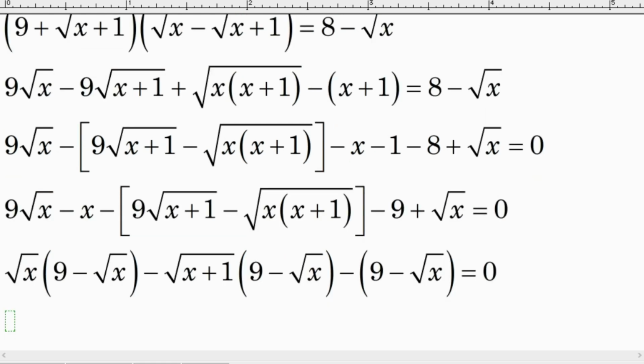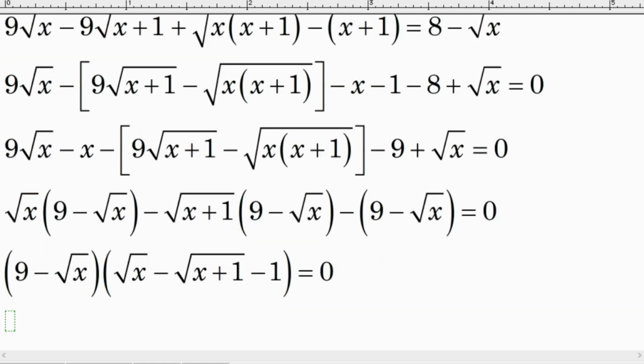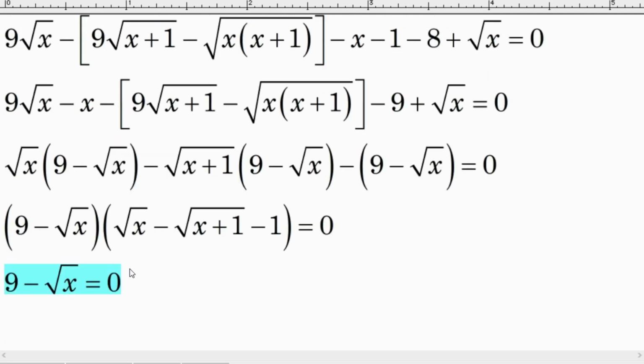Okay, so now we can see that each term has 9 minus square root of x, so we can take 9 minus square root of x in common. So then we will get square root of x and then minus square root of x plus 1 and then minus 1 equal to 0. When we have two factors multiplied together equal to 0, we can set each possible case equal to 0. Now we set these factors equal to 0.